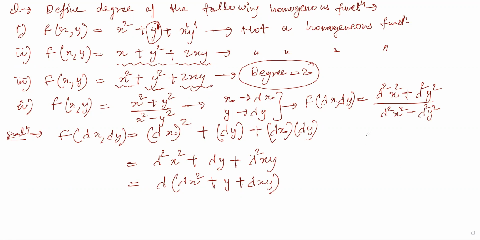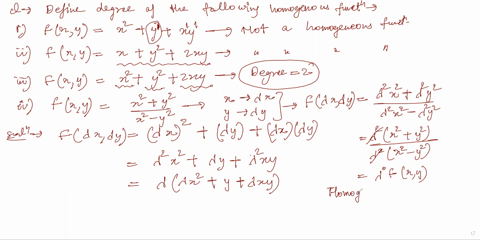See, lambda square is common, it becomes x square plus y square, and then lambda square is common from the denominator as well. This becomes x square minus y square, and it cancels out. So you got the same function. If there is no lambda involved, you can write it as lambda to the power 0, because lambda to the power 0 is 1. Hence, this is homogeneous with degree 0.